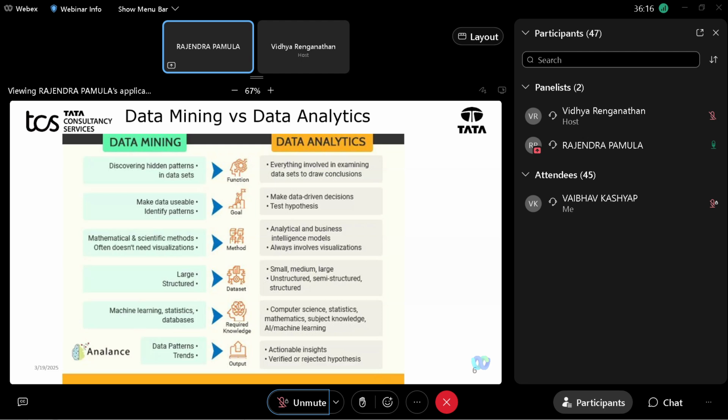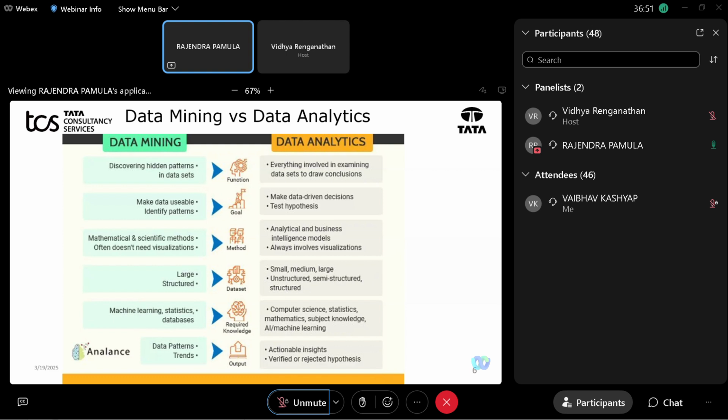Or an explanation about what is discovered and what is present. Similarly, we have data analytics, analytical and business intelligence models. Analytical and business intelligence models always involve visualization, whether it is a graph, a chart, or a pie chart or whatever.